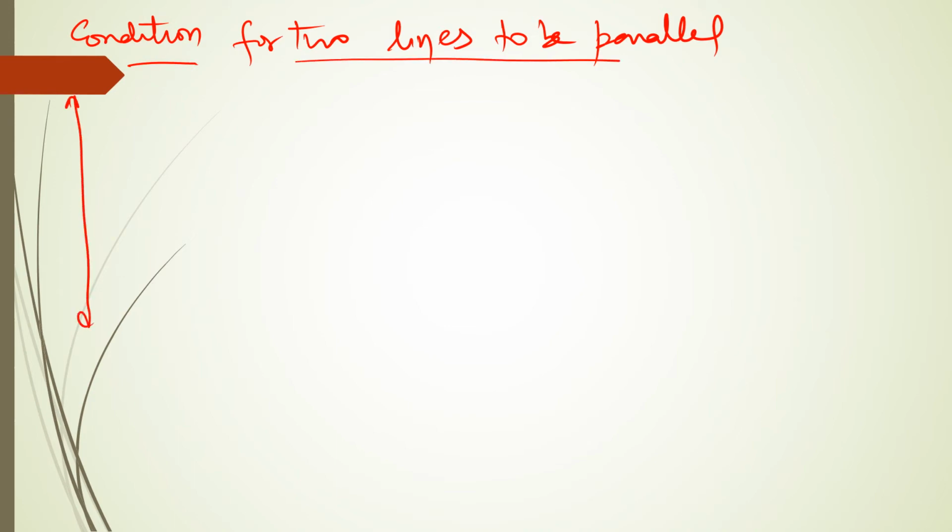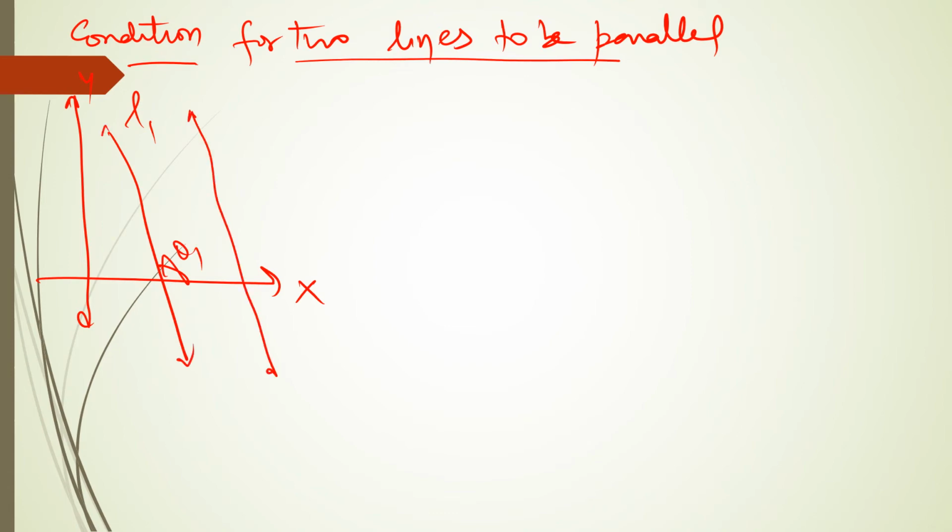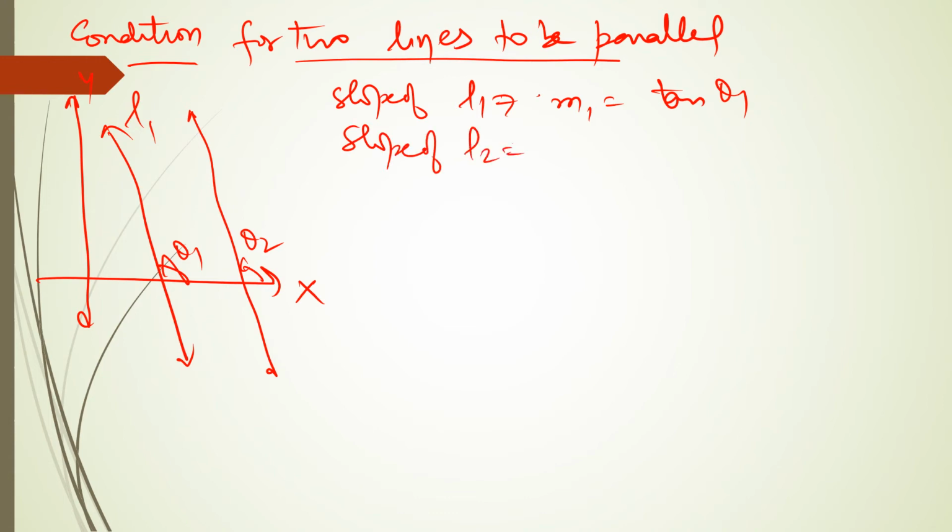We consider coordinate axes x and y. This is the line L1, which makes an angle theta 1 with the positive x-axis, and this is the line L2, which makes an angle theta 2 with the positive x-axis. So the slope of L1 is m1 equal to tan theta 1. The slope of L2 is m2 equal to tan theta 2.